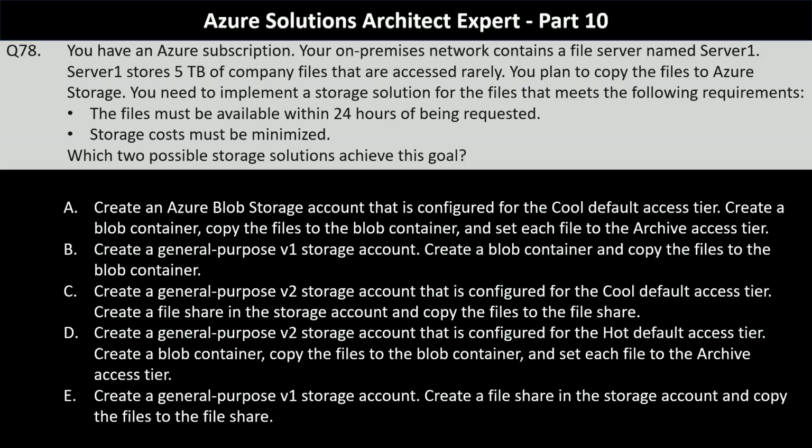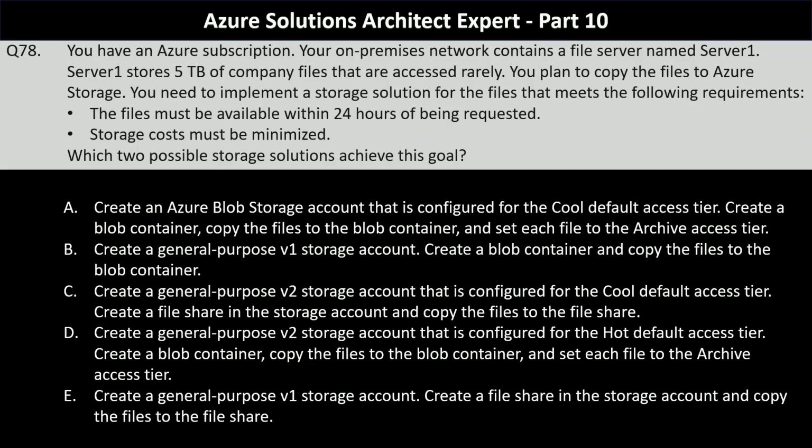Server 1 stores 5 TB of company files that are accessed rarely. You plan to copy the files to Azure storage. You need to implement a storage solution for the files that meets the following requirements. The files must be available within 24 hours of being requested. Storage costs must be minimized. Which two possible storage solutions achieve this goal?